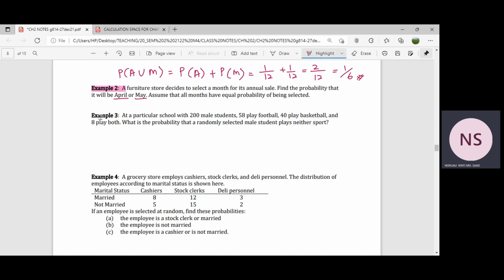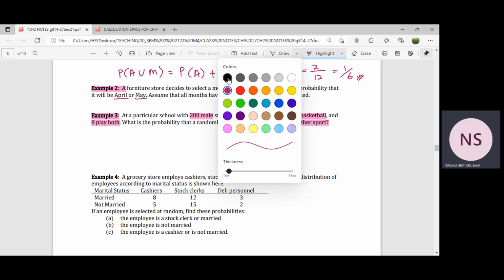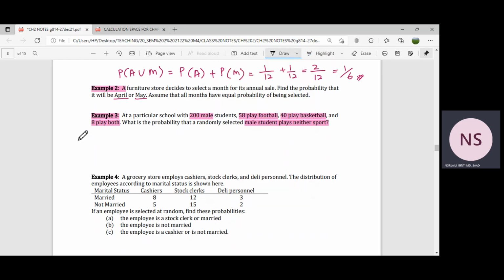Next, at a particular school with 200 male students, 58 play football, 40 play basketball, and 8 play both. What is the probability that a randomly selected male student plays neither sport? In this question, we need to set up a table.